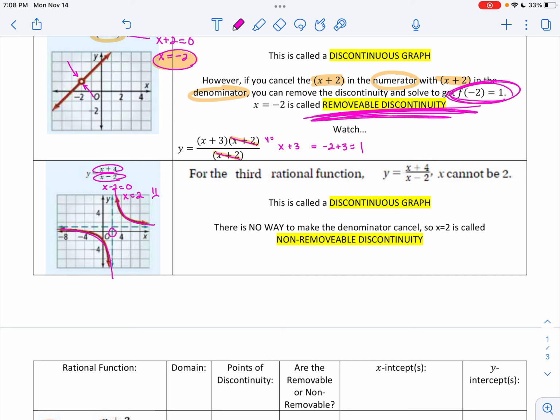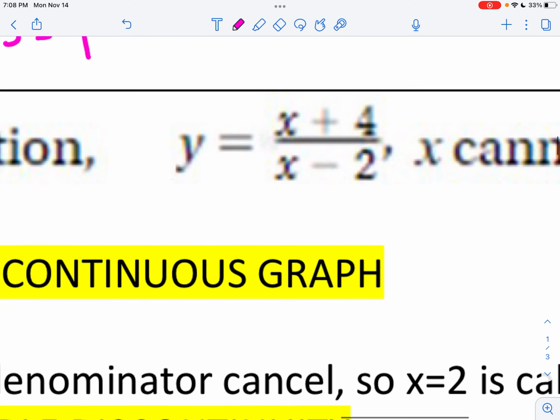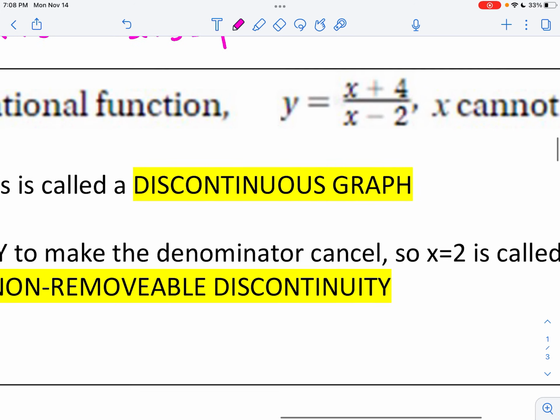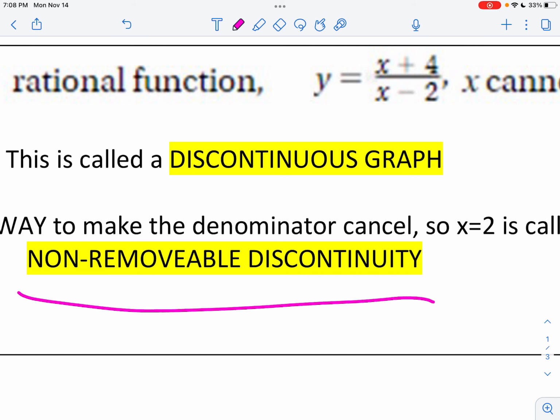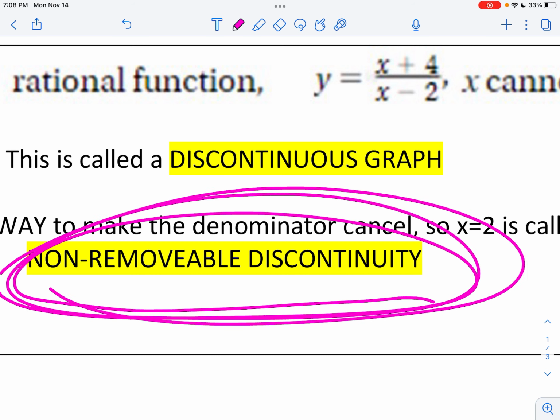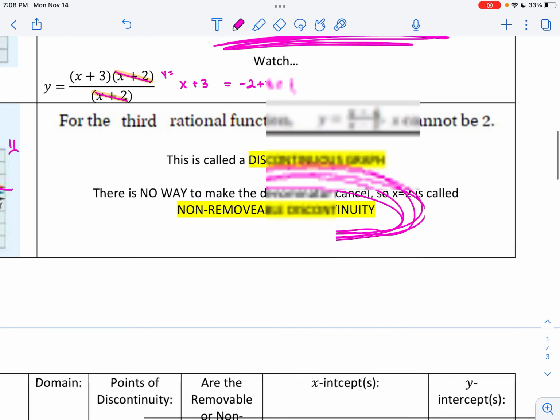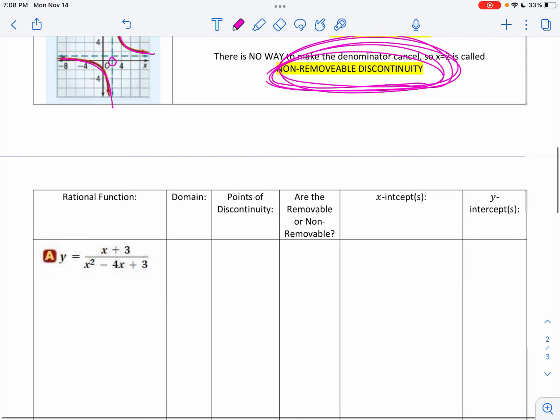There is no way to cancel that out. I know a lot of kids think they can, but just so you know, it's not a thing. It's called bits and pieces. This x minus 2 is not up here, so I can't do that because it doesn't exist. And you can't just change it. So this is called non-removable discontinuity, because it didn't cancel out. I like vocabulary. I think it's important.